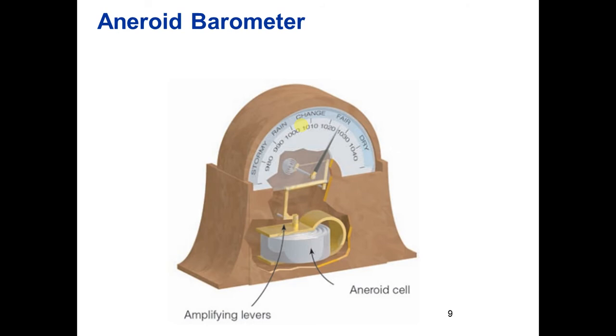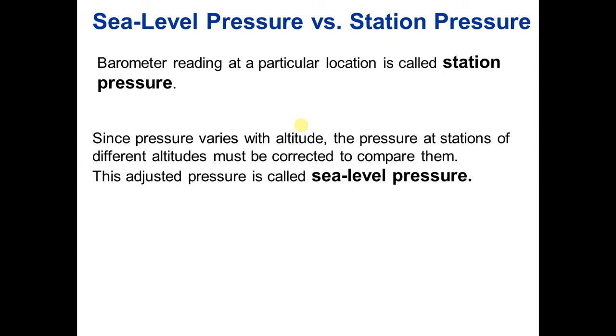Okay, now we need to discuss the difference between sea level pressure and station pressure. The barometer reading at a particular location, regardless of elevation, is called station pressure. This is the pressure that's been corrected for temperature, gravity, and instrument error. Since pressure varies with altitude, with elevation, the pressures at stations of different elevations need to be corrected in order to compare them, especially if you want to look for differences in horizontal pressure, which drive horizontal winds. The adjusted pressure to sea level is called sea level pressure.